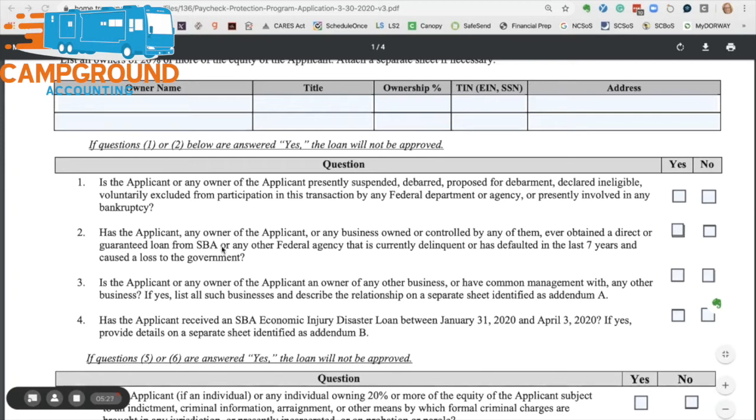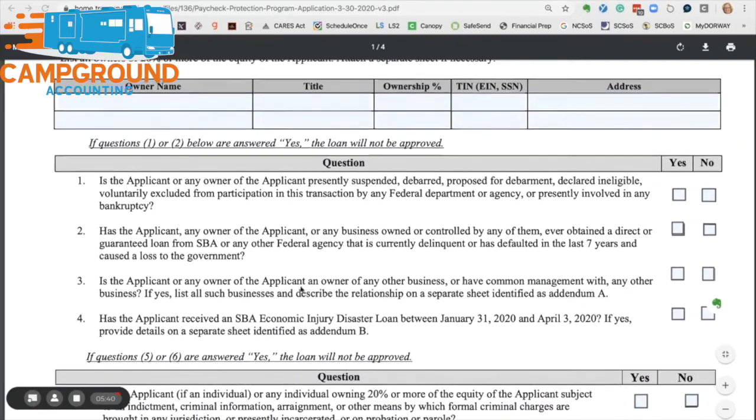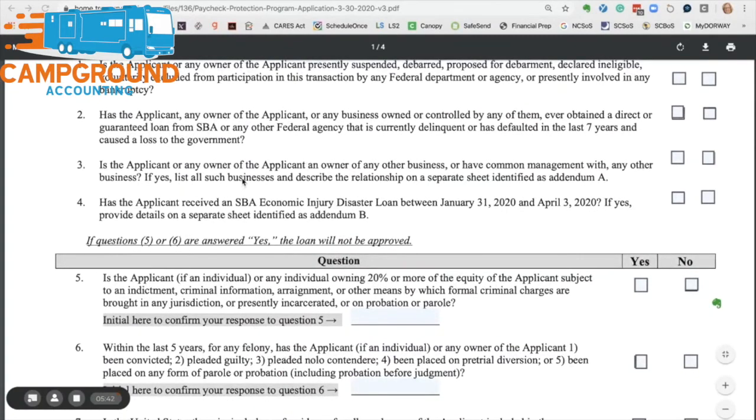Secondly, if you have ever obtained a direct or finance loan through the SBA and it is delinquent or you defaulted in the last 7 years, you may not apply. All right, it's also going to ask you some other common questions here.